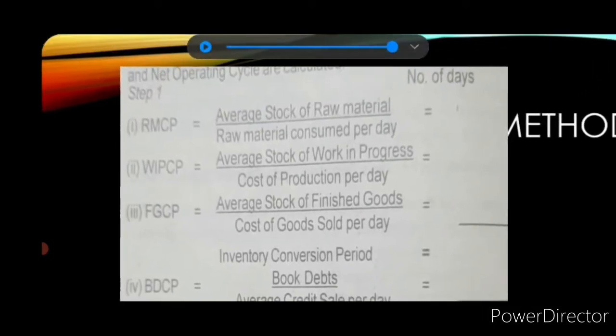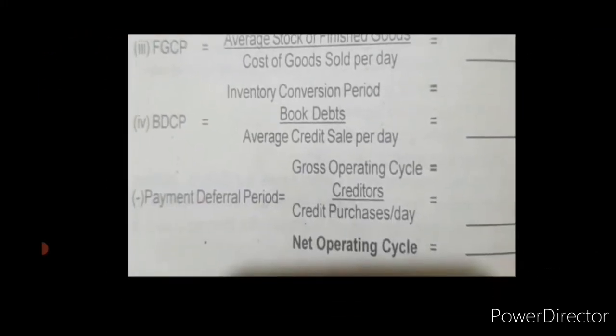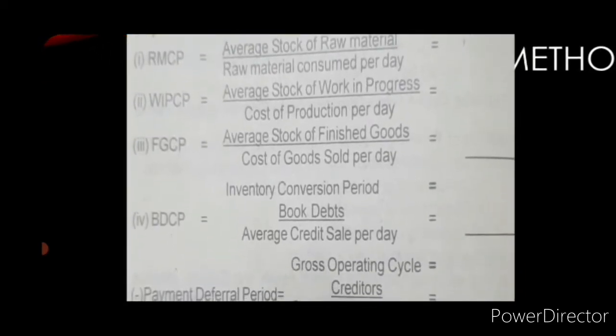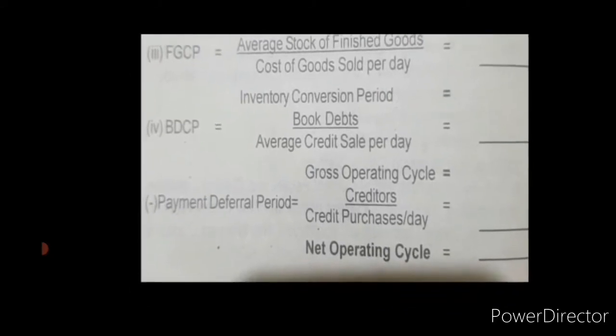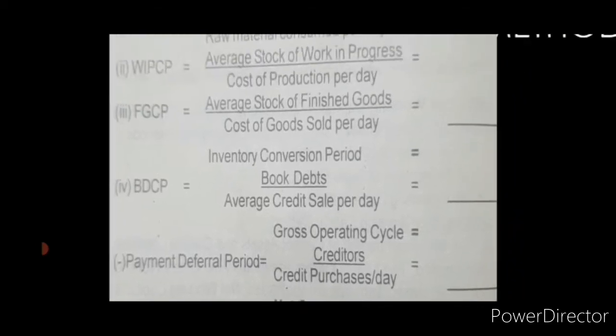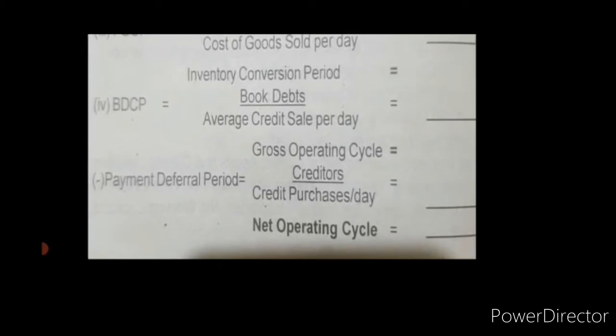So total of these three, raw material, work in progress and finished goods, we call it inventory conversion period. Book debt conversion period is equal to book debt divided by average credit sale per day. The total of all these four is the gross operating cycle, minus payment deferral period. If we have not paid the suppliers, the period from purchase till the date of payment is called payment deferral period, that is equal to creditors divided by credit purchase per day. We get number of days.